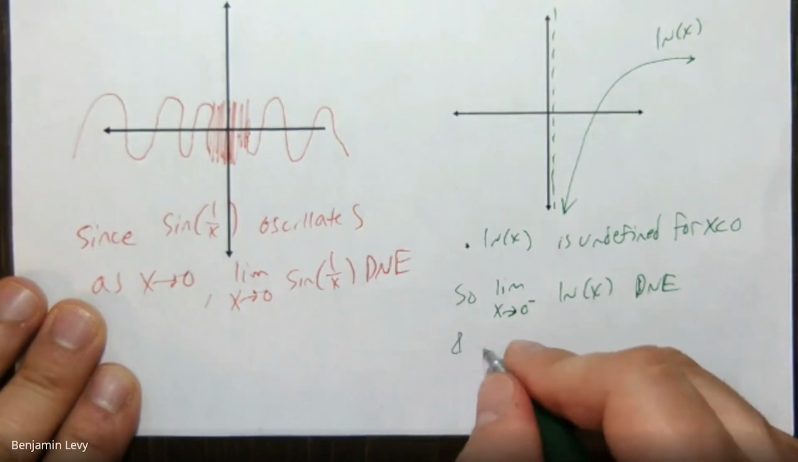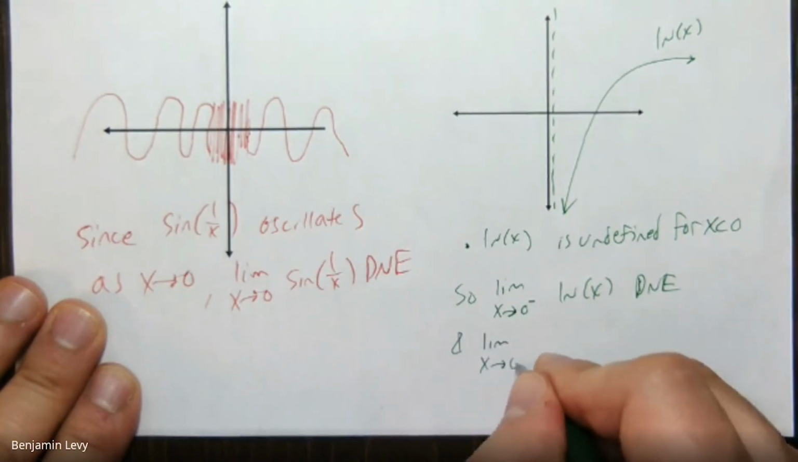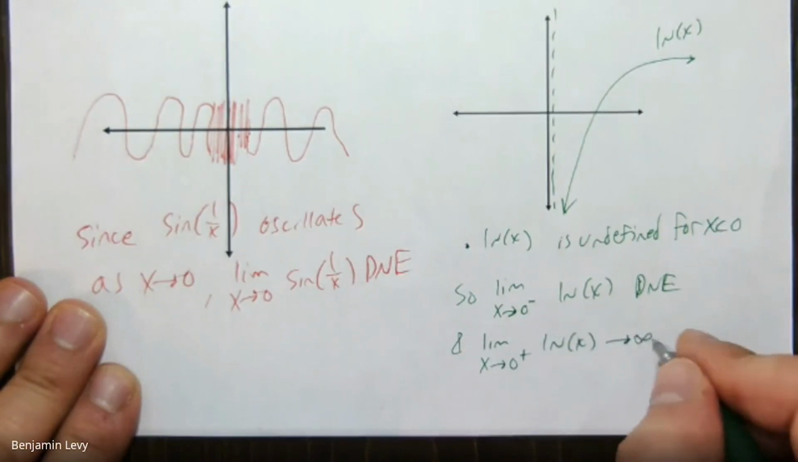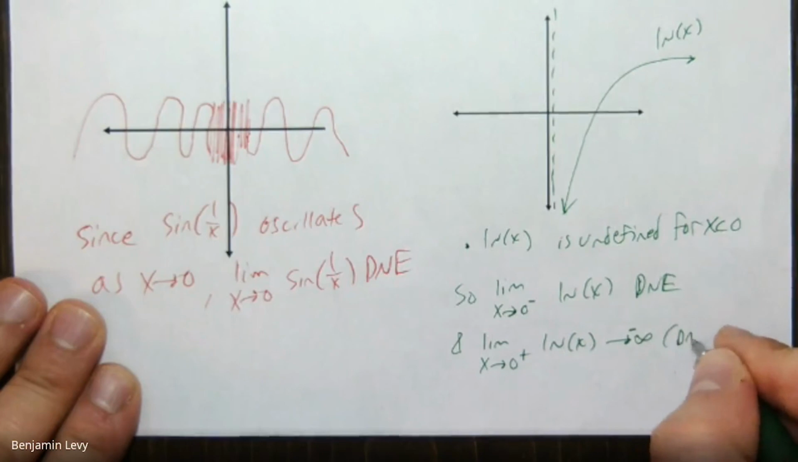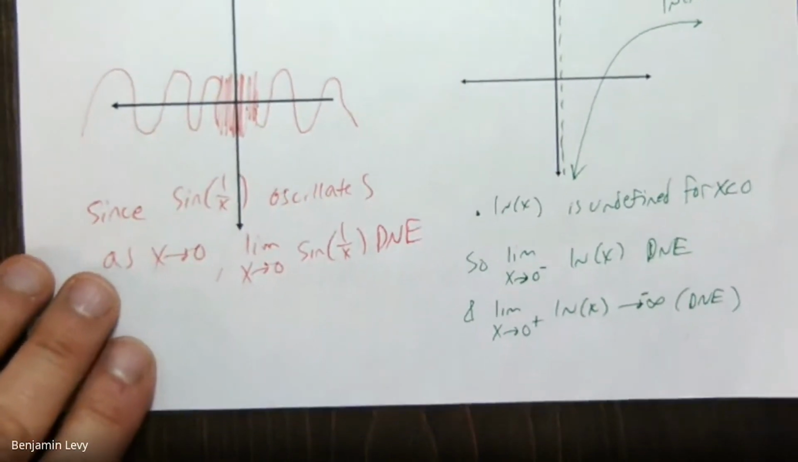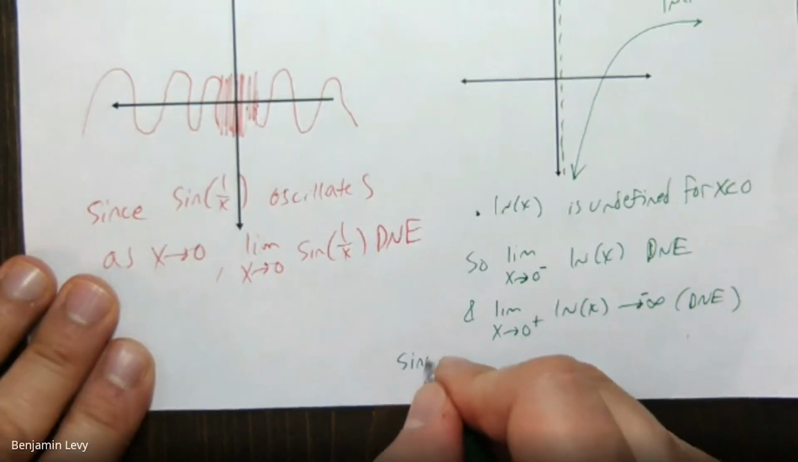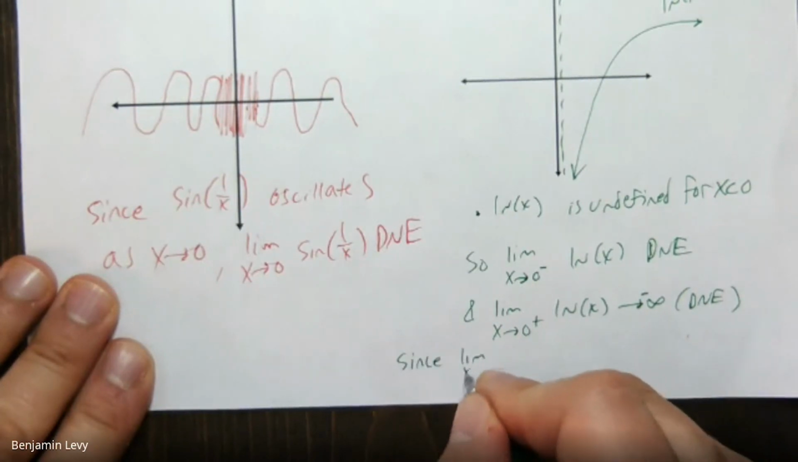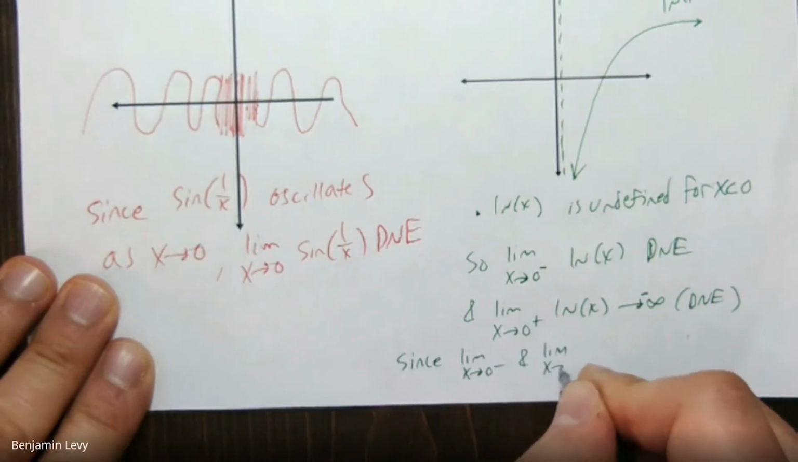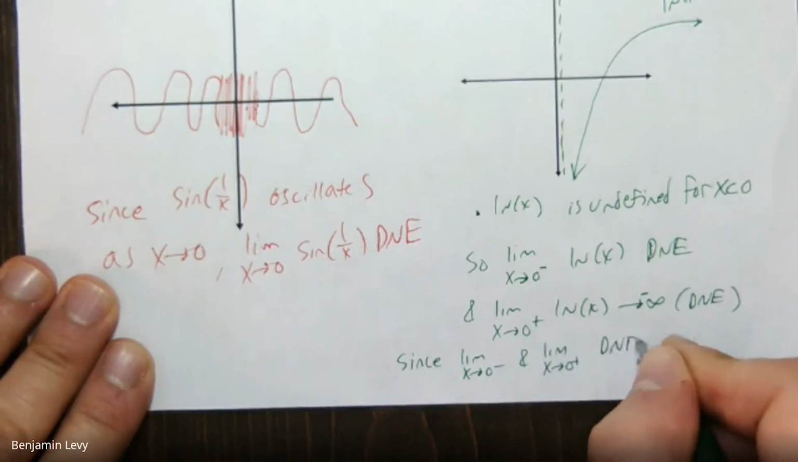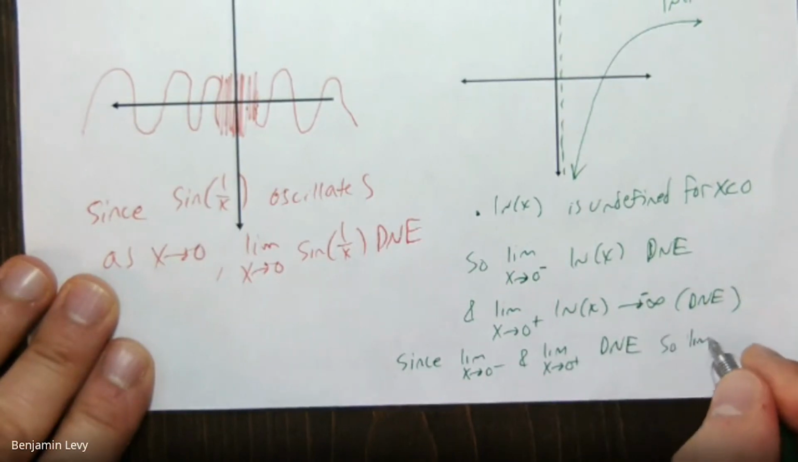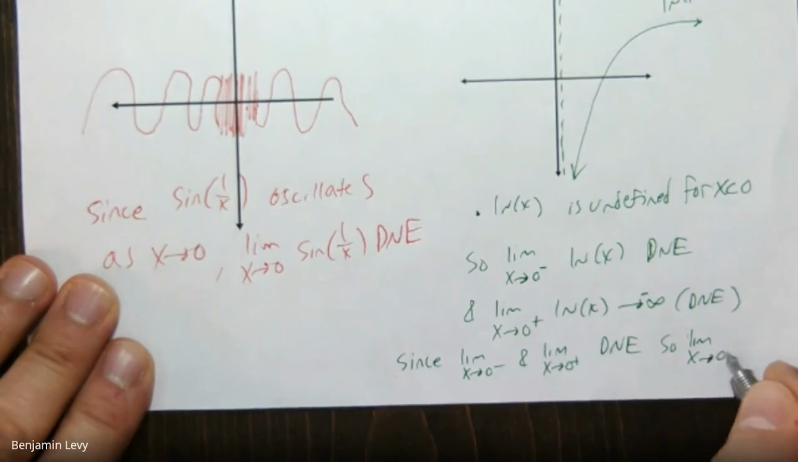And so I'll also add, if we approach 0 from the right, it goes to negative infinity. So it also doesn't exist. So both the left-hand and the right-hand limit have issues. So the left-hand limit and the right-hand limit don't exist. So the limit itself doesn't exist or can't exist.